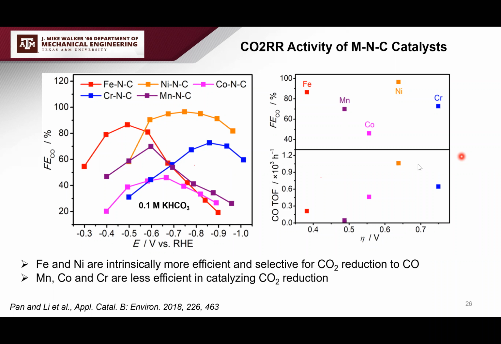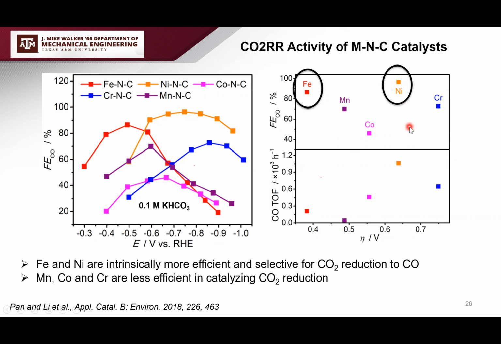You see this volcano shape, right? So we can reach over 90% on the nickel. By comparing these 5 metals, we see that iron and nickel appear to be the winners. Iron has a good, not bad, close to 90% CO selectivity, but the drawback is it has low turnover frequency or low current. However, the overpotential is quite low, right?